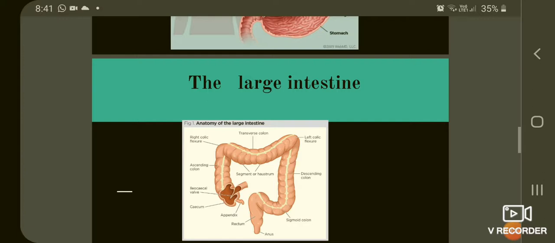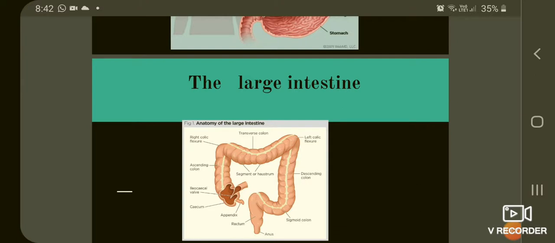Okay, children. Next, the absorbed substances are transported by the blood vessels to different organs of the body, where they are used to build complex substances such as the proteins required by the body. This is called assimilation. Okay, children.